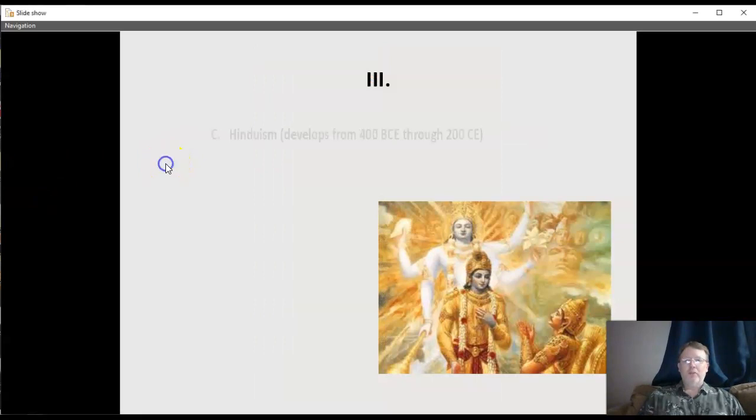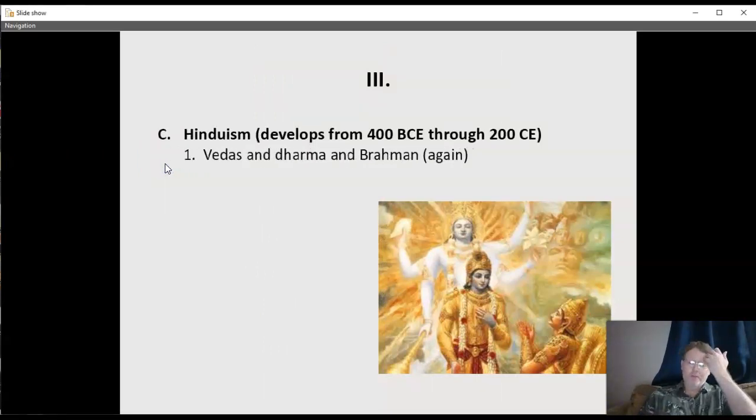Whoa. Let's go back to this. Okay. Hindu beliefs identify the Vedas, which are essentially religious texts, as sacred revelations from the gods that support the caste system in society. So, no real change there.